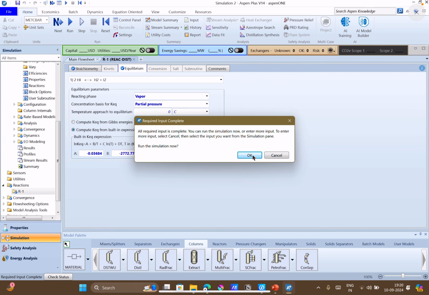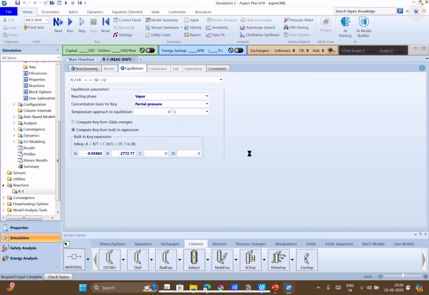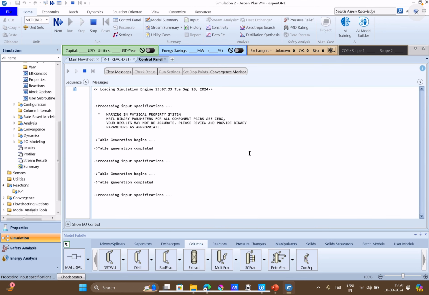All the required inputs are complete. Let's run the reaction. Processing the input specification.